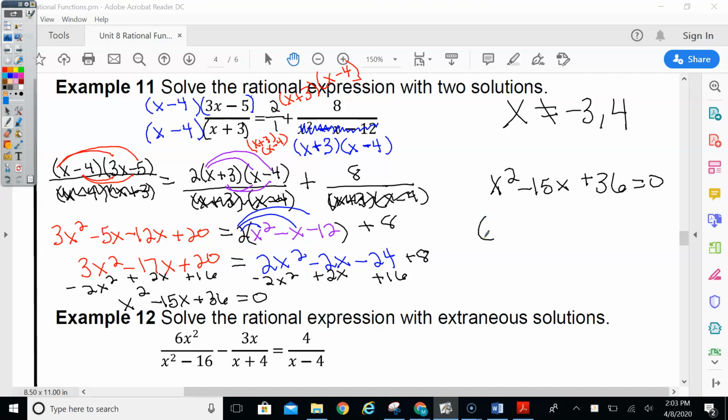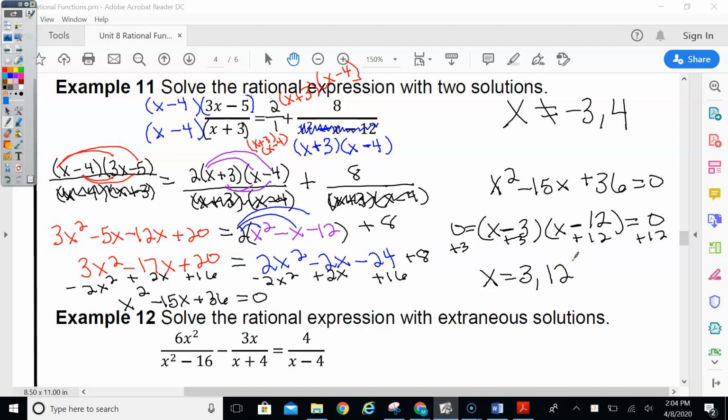Okay, so 36. What are the factors of 36? 1 and 36, 2 and 18, 3 and 12. So I know they both have to be negative. So which ones, when I add them together, do I get 15? So here I want the 3 and the 12. Okay, so setting each one of these equal to 0, add 3, x equals 3, add 12, x equals 12. So these are the answers that could work as long as they don't equal the excluded values. So 3 is not the same thing as negative 3, so this one's good. 12 is not one of these. So both of these end up being answers to this rational expression.